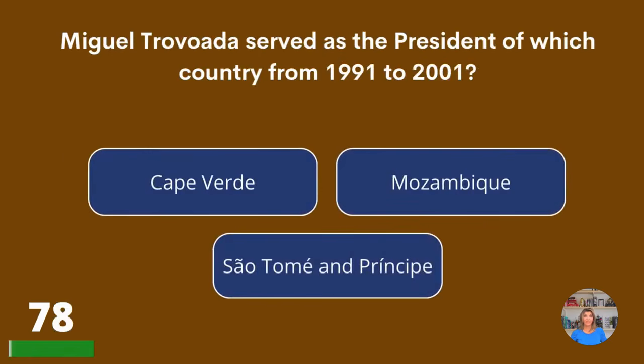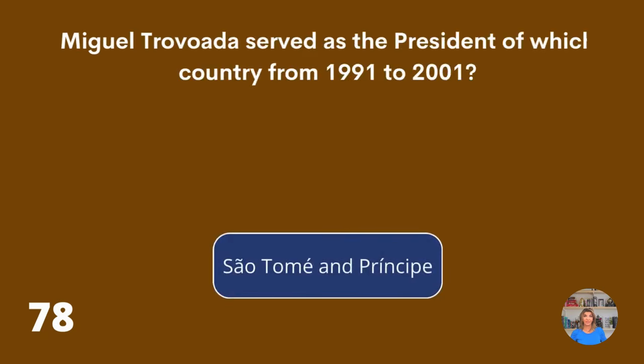Miguel Trovoada served as the president of which country from 1991 to 2001? Cape Verde, Mozambique, or Sao Tome and Principe? Sao Tome and Principe.